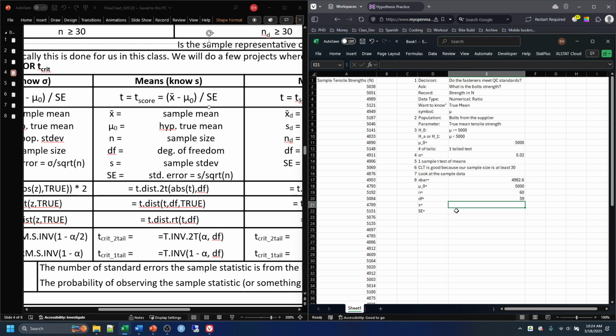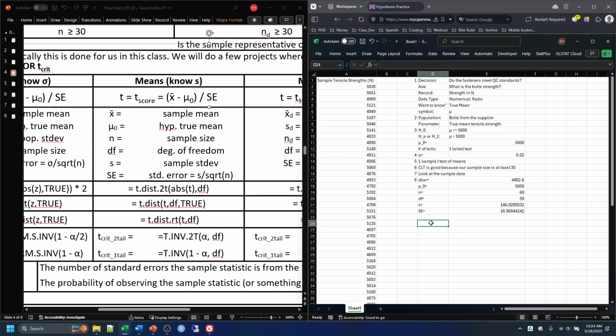Our standard deviation of the sample is STDEV.S. And let's go ahead and paste in the data. And the standard error is going to be equal to this sample standard deviation divided by the square root of our sample size. That gives me my standard error. So I've got all of the steps here.